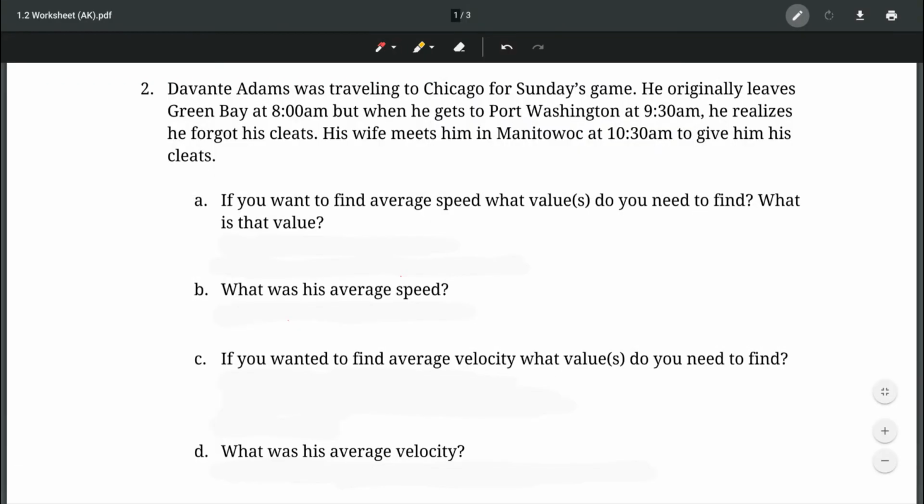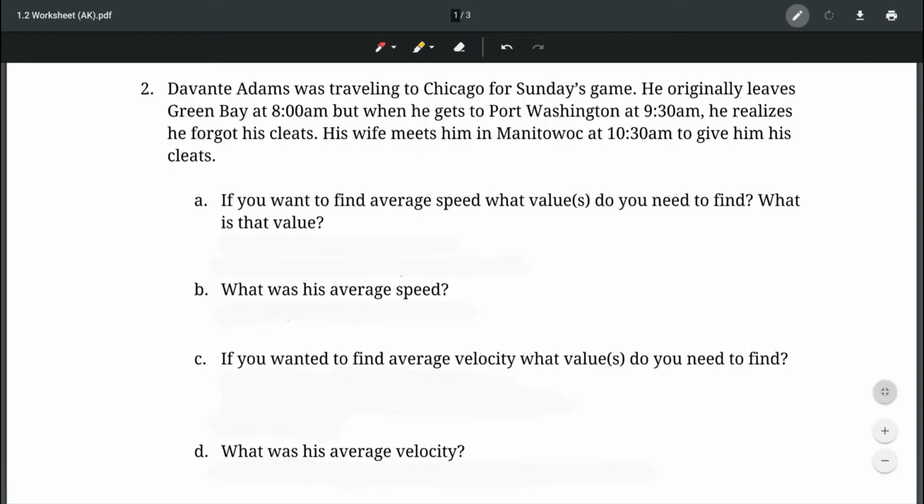For number 2, we've got Devontae Adams traveling to Chicago, and he leaves Green Bay at 8 a.m. and he gets to Port Washington at 9:30. He realized he forgot his cleats. And so then he backtracks to Manitowoc, and that's where he meets his wife to give him the cleats.